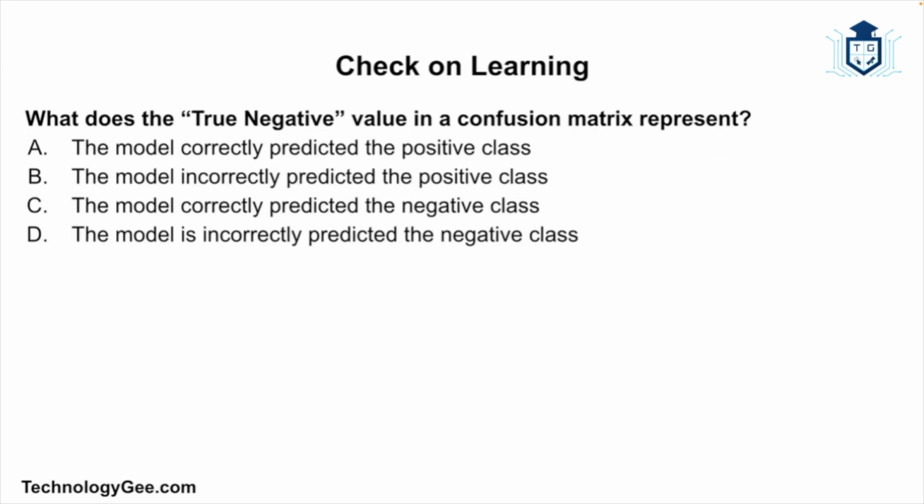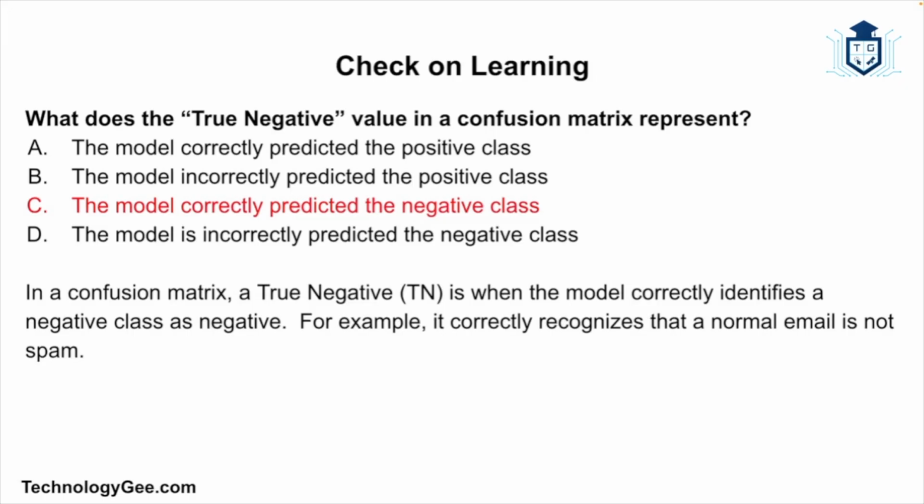And our final question: what does the true negative value in a confusion matrix represent? Is it the model correctly predicted the positive class? Is it the model incorrectly predicted the positive class? Is it the model correctly predicted the negative class? Or is it the model incorrectly predicted the negative class? And the correct answer is the model correctly predicted the negative class.